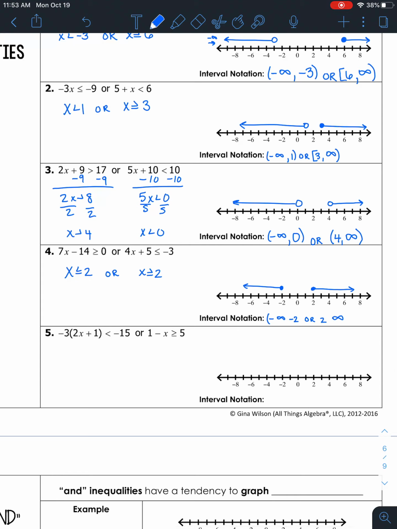Number 4, again, try by yourself. It's very similar to 3. If you get a different answer, let's figure out where we went wrong.